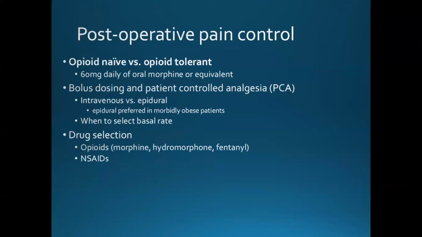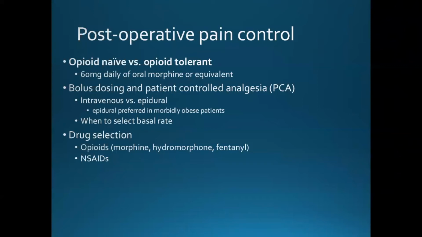Does everybody agree with that? Is it common sense? That if I come into surgery on an opioid, I'm going to need more than that immediately after surgery. And this happens a lot clinically where people are like, oh, they're already on Vicodin from home, we don't need to give them anything else. That's the furthest thing from the truth.